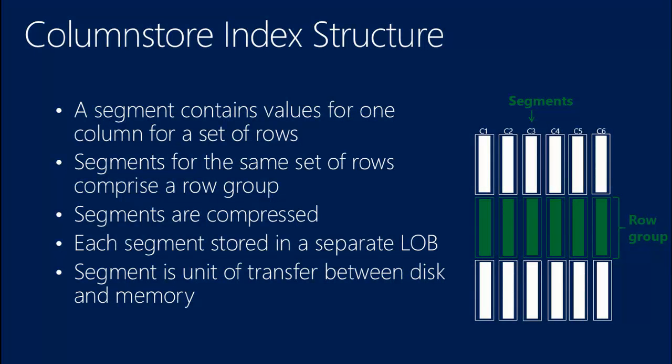So each one of these segments contains about 1 million rows worth of data for that column. And so when we do a query, we're pulling 1 million rows from disk into memory on that segment, assuming that it's fully compressed and was fully populated. And we'll talk about that in a little bit.